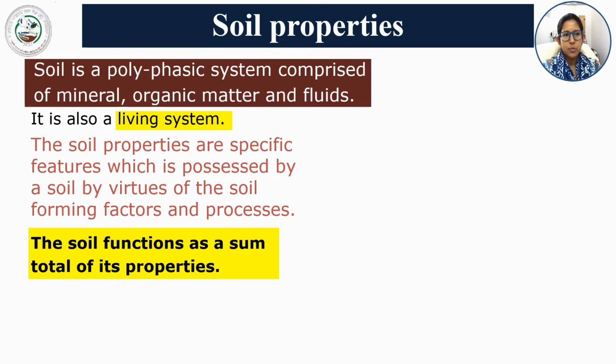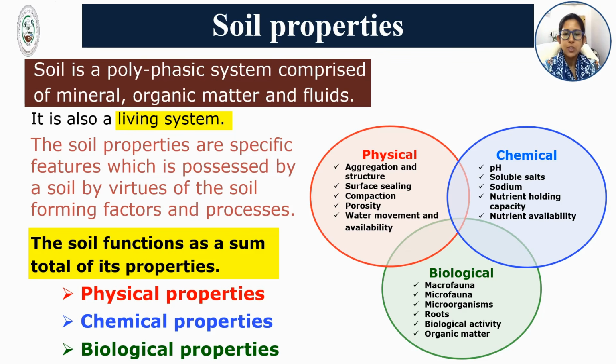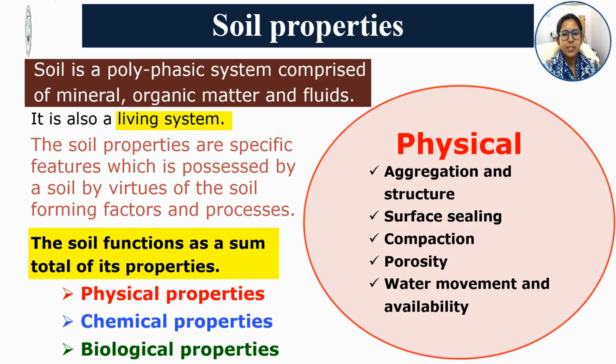So as we know, for description of any substance, we need to know about the different properties which we use to describe that substance. For soil, we generally have three sets of properties: physical properties, chemical properties, and biological properties, which interact with each other to make the soil function in the way we see it in its present form. Talking about the soil physical properties, which we will discuss today, we have aggregation and soil structures such as sealing, compaction, porosity, water movement and availability.